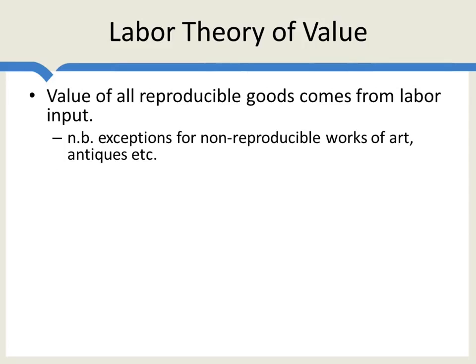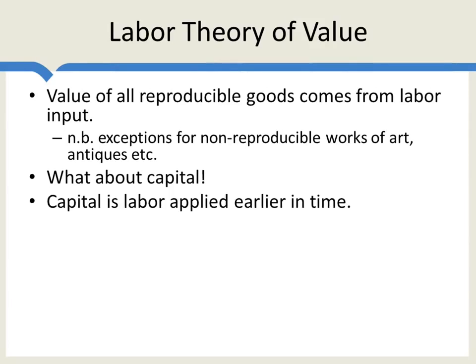Now there's one obvious objection. What about capital? It's clear that goods are created using both labor and machines. How can we say that the price depends upon labor alone when obviously you've got to pay for the machines as well? And Ricardo and the classicals had an answer for this. They said that capital is really congealed labor.